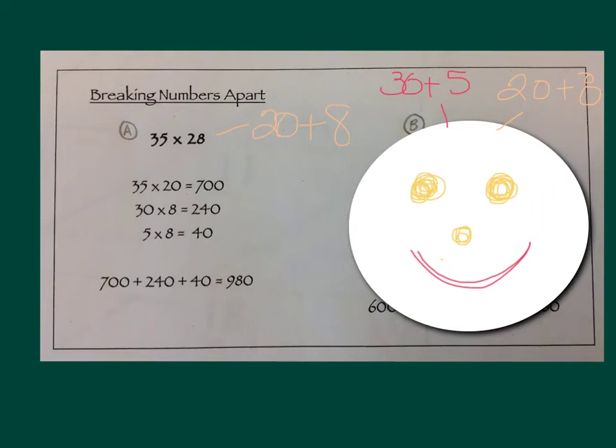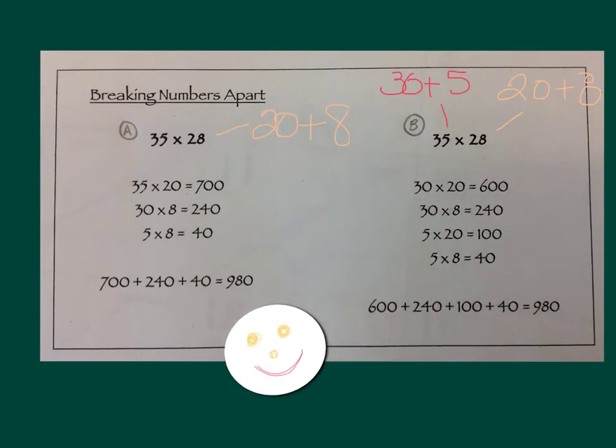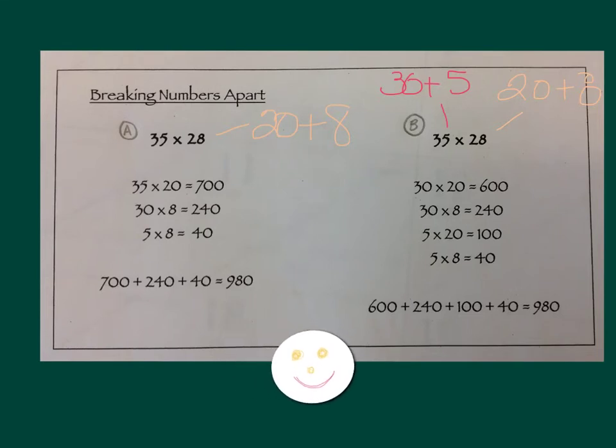That means, friends, that both of these answers, as well as breaking the numbers apart, changing one number, and creating an equivalent problem, all have a final product of 980. The great news is that because you have so many strategies in your toolbox, you can use one to double-check the other.